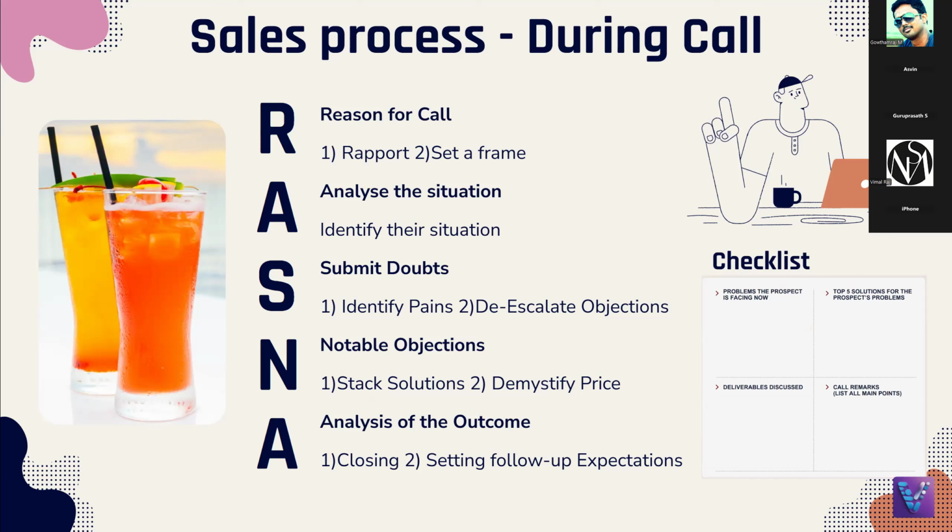The major things are the reason for the call and analyzing the situations, submitting the doubts and the notable objectives, and the final thing is analyzing the outcomes.